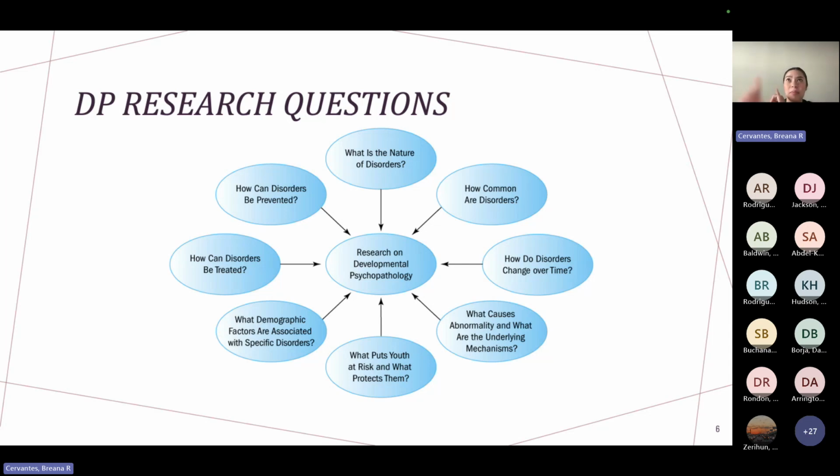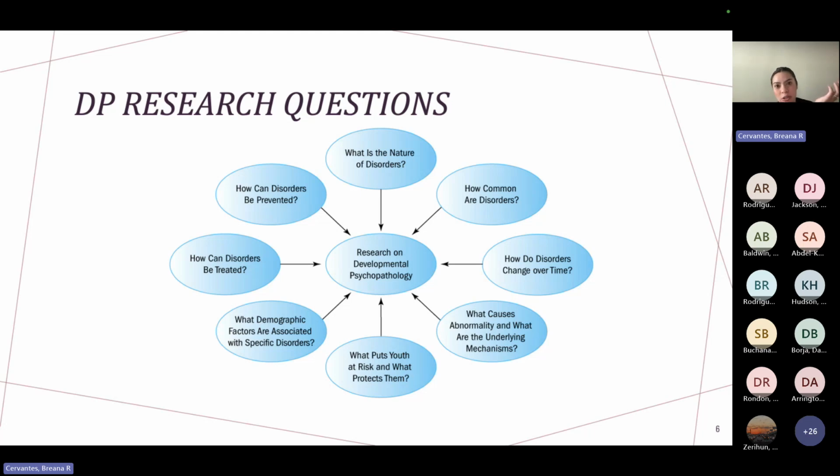So are there any markers in the genetic context? Is there anything socioculturally that we're noticing that can serve as a risk factor? Are these the mechanisms that abnormal psychology appeared in this individual? Similarly, what puts youth at risk and what protects them. So that kind of goes hand in hand with that other bubble, because here we're really looking at risk factors. So again, what puts this individual at risk for psychopathology and what protects them.